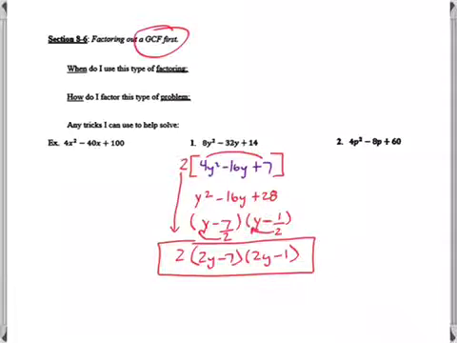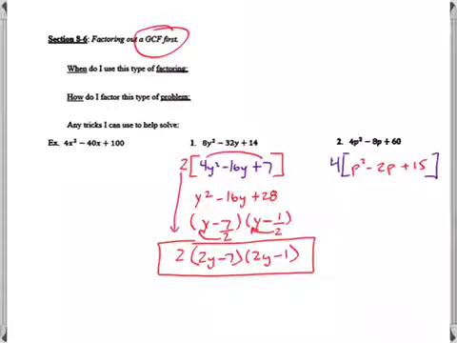Question 2, you've got 4p squared minus 8p plus 60. I should notice right off the bat that all of the terms have a 4 in common, so I can factor out a 4 from each term. So I'm left with p squared minus 2p plus 15.